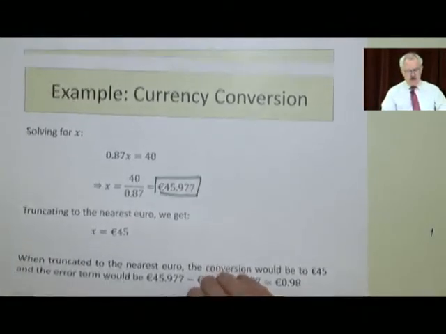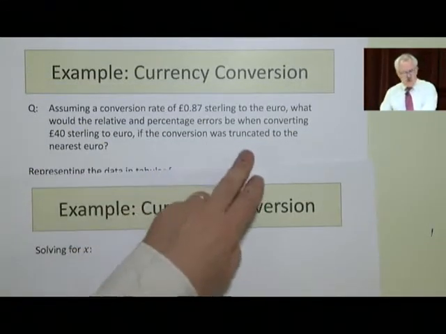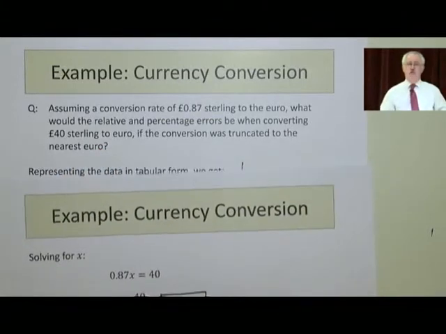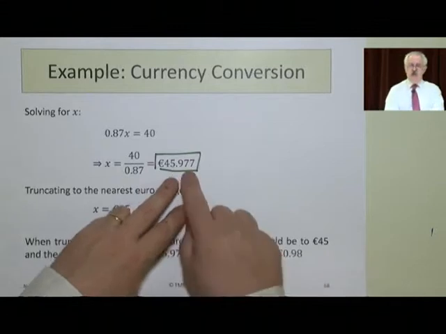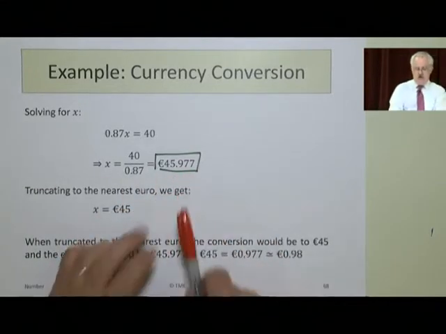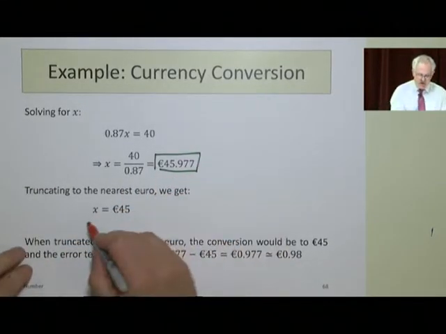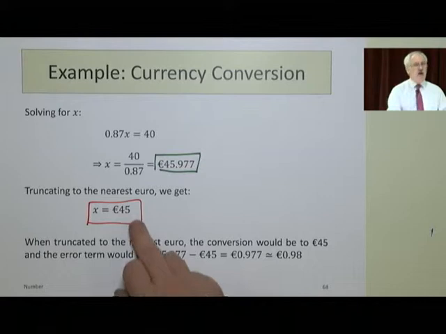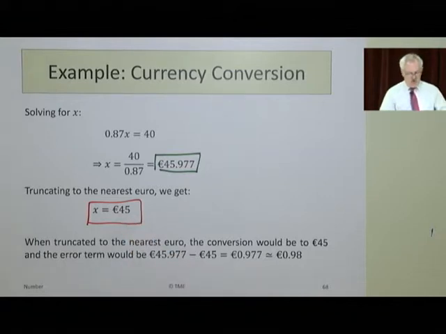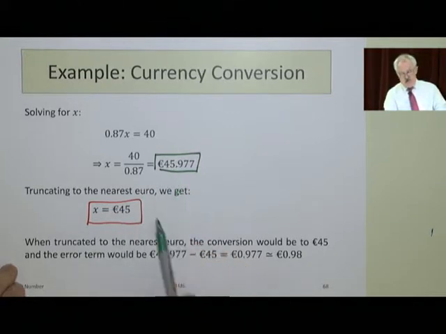But the question that was asked was, if the conversion was truncated to the nearest euro. So in this case, the truncation is not to 98 cent, but actually to €45, because the bank or the exchange facility is not carrying coins. So you're now only getting €45. When truncated to the nearest euro, you lose everything after the point.